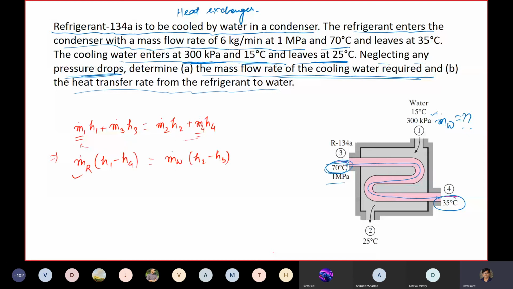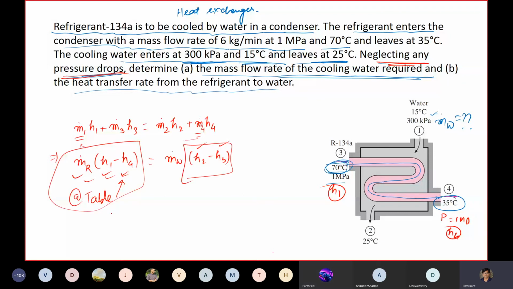So m dot refrigerant I know, and h1 and h4 from the temperatures and pressure. Since the pressure drop is neglected, at the same pressure, 1 MPa, I can estimate my h1 and h4. These things are known from the table. You can seek from the table, and h2 and h3 also you can seek from the table. So are you guys comfortable in reading the tables? That is my question, because the table is so important that every time you need to check here and there, tables everywhere. So m dot water can be estimated.